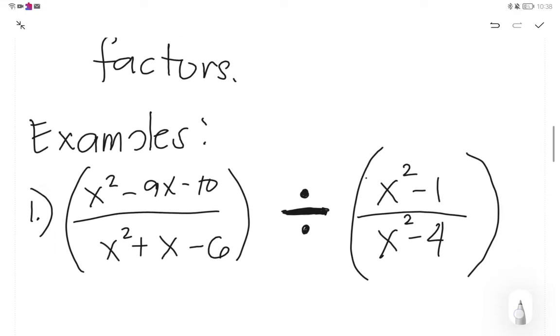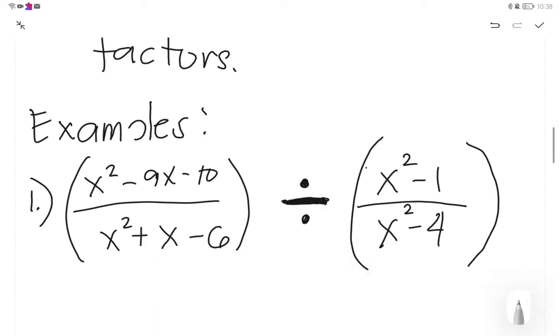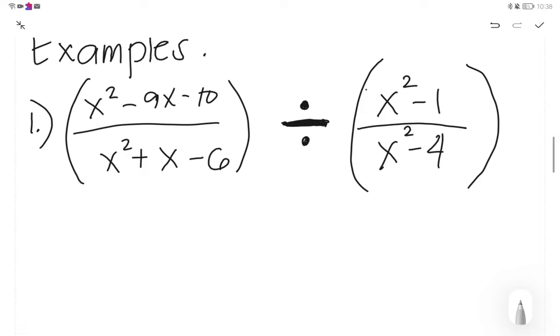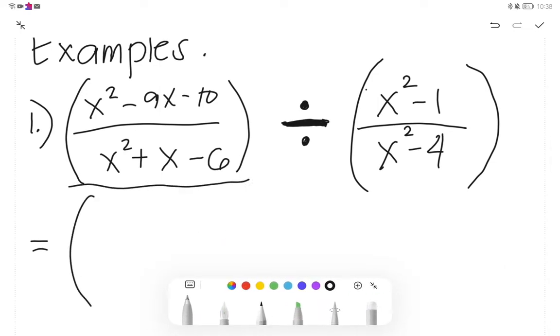Okay, now let's have an example. Let's try example number 1. We have here x squared minus 9x minus 10 over x squared plus x minus 6 divided by x squared minus 1 over x squared minus 4. Now first thing we're going to do is to copy the dividend, which is this expression. So let's just copy that one first.